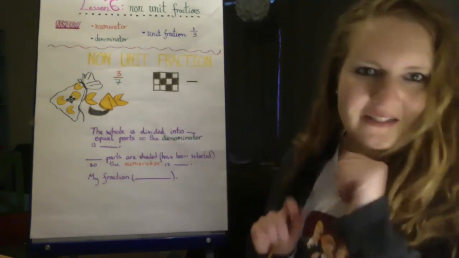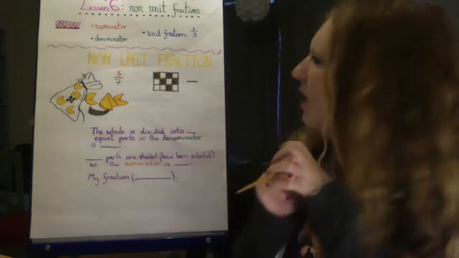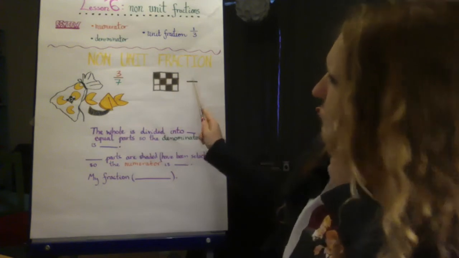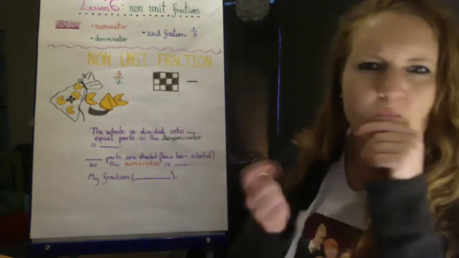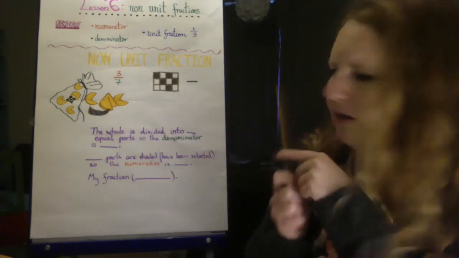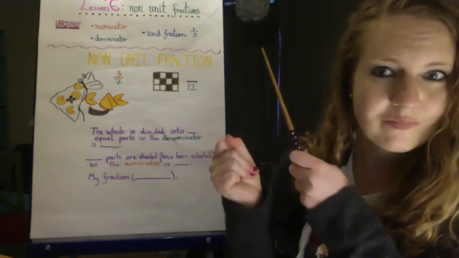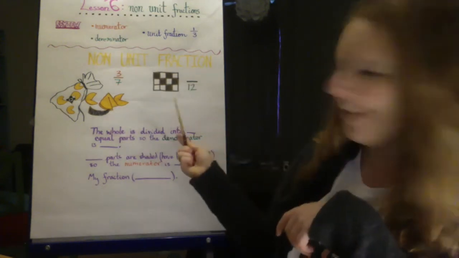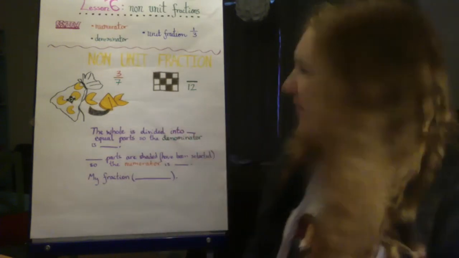Anyways, 12. So 12 is my whole. Am I going to put my 12 as my numerator, or am I going to put my 12 as my denominator? What do you think? It's my whole thing. Let's have a go. Of course, 12 is my denominator.